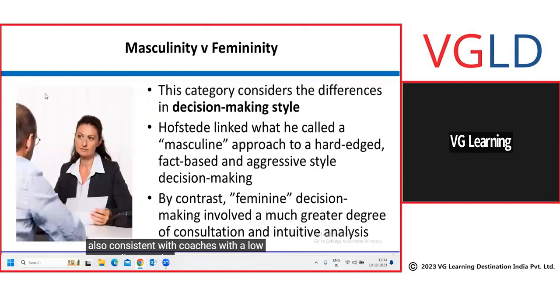The third of Hofstede's categories is what he called masculinity versus femininity, a slightly unfortunately named category. It's really not about male against female. It's more about the differences in decision-making style between different cultures. Hofstede described what he called a masculine approach to decision-making: fact-based, hard-edged, aggressive, comparing that with what he called a feminine decision-making style, which involves a good deal more consultation, perhaps a greater emphasis on hunch rather than science and data, and a much less aggressive approach to making decisions. So masculinity versus femininity is really all about the style of decision-making in an organization in different national cultures.